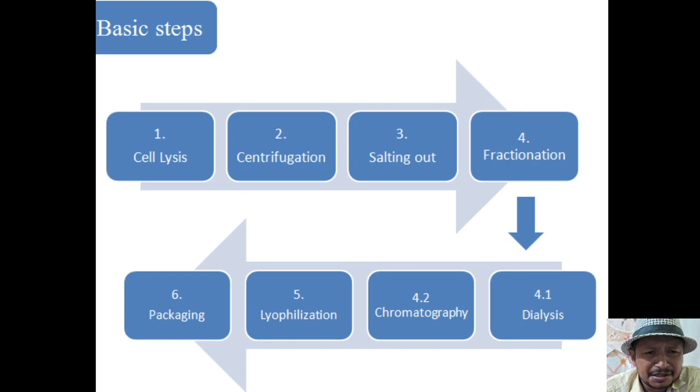Then we understood the basic steps involved in the enzyme purification process: cell lysis, then centrifugation, followed by salting out, then fractionation. In fractionation, there are two different phases: one is the dialysis phase, the second is the chromatography phase. In the chromatography phase, out of the three different techniques, two are used together. It may be size exclusion chromatography with ion exchange chromatography, ion exchange chromatography with affinity chromatography, or size exclusion chromatography with affinity chromatography.